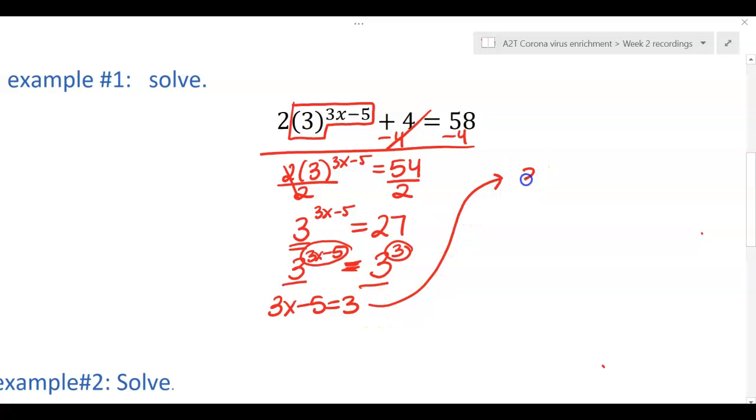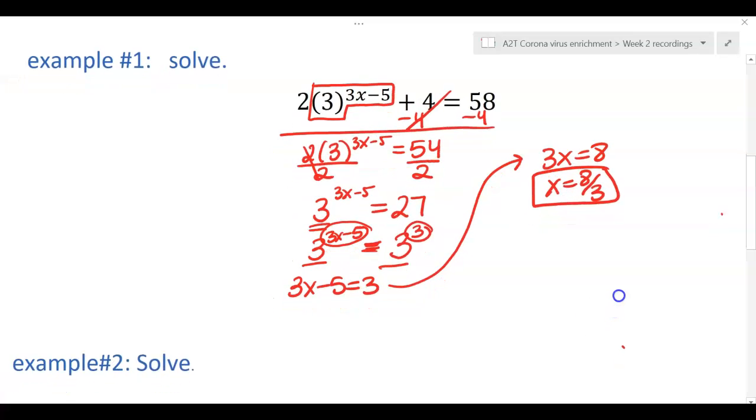And if that's the case, we get that 3x equals 8, and x is equal to 8/3. All right, so we're going to use this again in example 2.